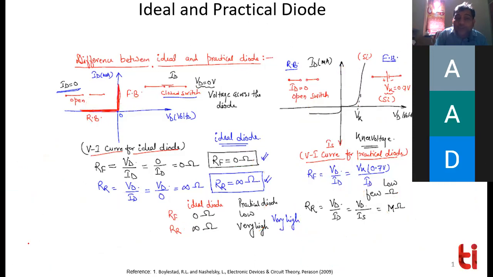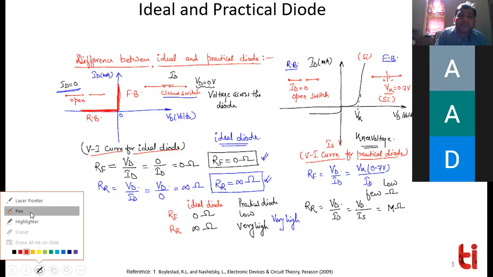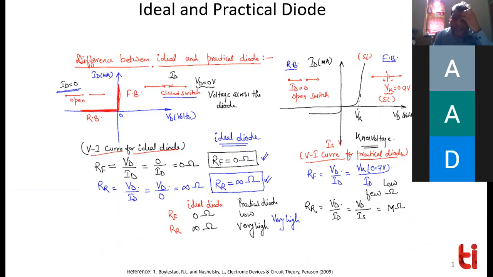One more kind of resistance is there. एक और resistance होता है कौन सा? AC resistance. Let's say, suppose sometime you are working with an amplifier.